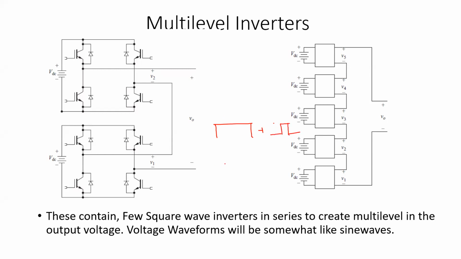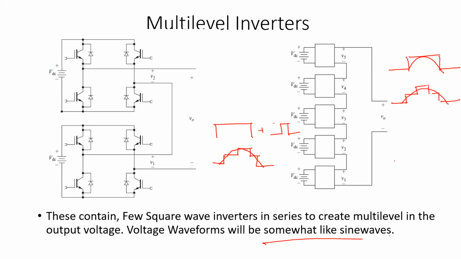So if these two are in series, what you will get is something like this. This is not a square pulse, but it is also something like a step, but it is much more like a sine wave, right? A square pulse is not even close to a sine wave. But when it comes to something like this, it is somewhat like a sine wave. So the harmonic content of a multi-level inverter will be lower. Somewhat, so it is important. These are somewhat like sine waves.